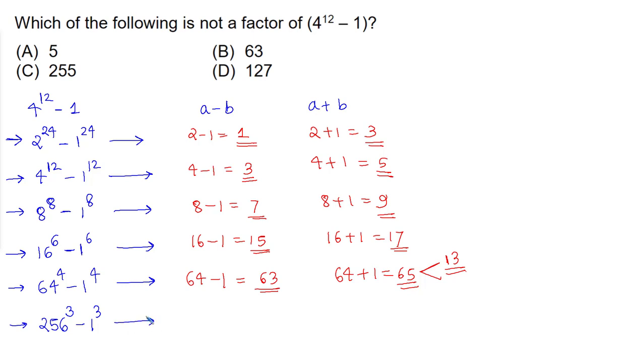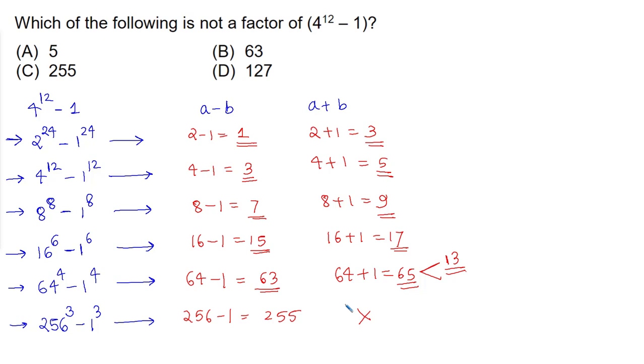Okay, so over here the power is odd, so we can say that this is divisible by 256 minus 1, that is equal to 255. But it cannot be divisible by a plus b, because the power is odd. So from this we can see that 1 is a factor, 3 is a factor, 5, 7, 9, 17, 15, 63, 135 and so on.